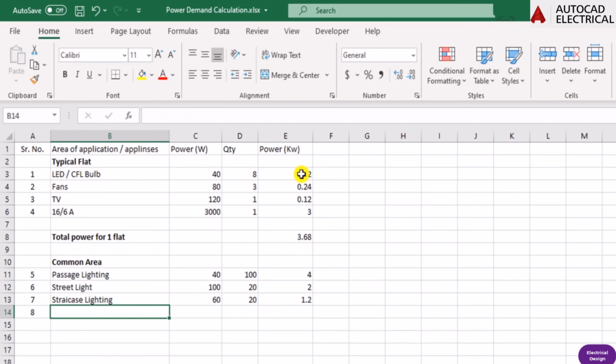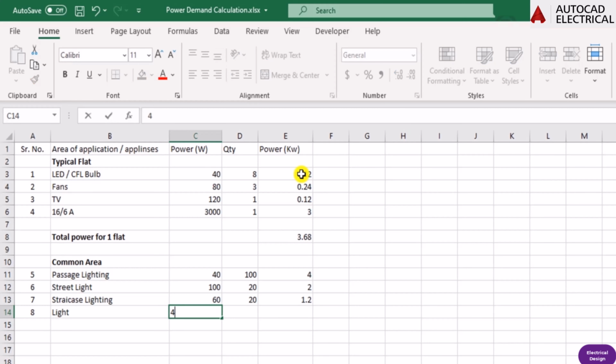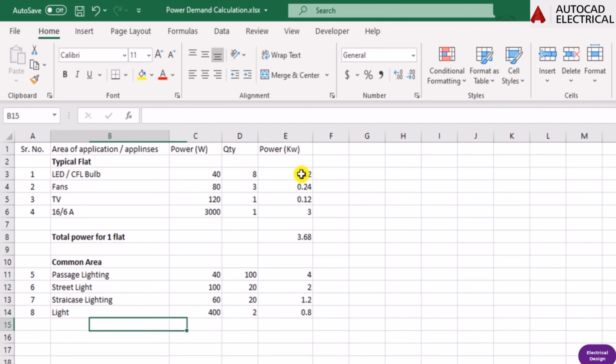And the emergency service like lift. Lift also requires emergency services, emergency power. Each lift takes around 400 watts. So if there are 2 lifts, the total power required for the lift is around 0.8 kilowatt.